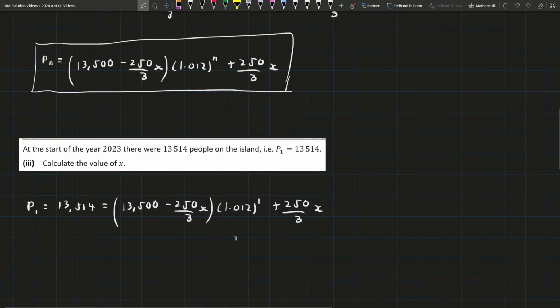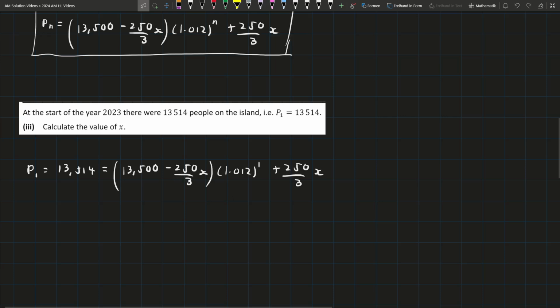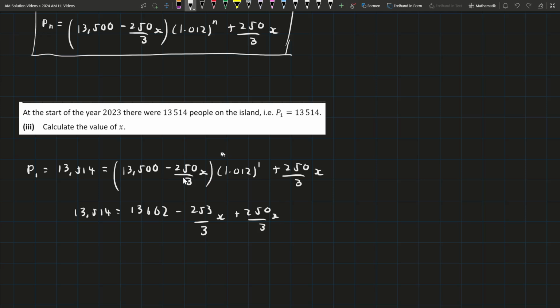We need to multiply that 1.012 into both of those. So we get that 13,514 equals, so we'll have 1.012 times the 13,500 will give you 13,662 minus, and then the 250 multiplied by the 1.012 will give you 253. So 253 over 3x, and then we still have the plus 250 over 3x.